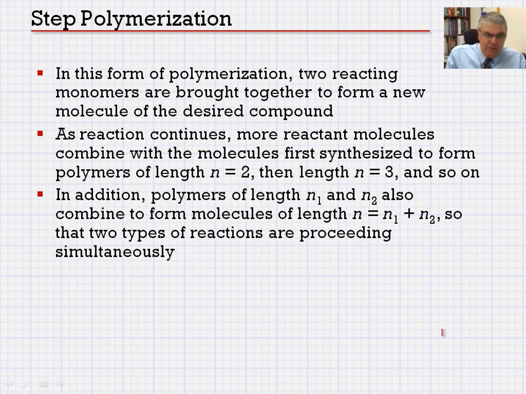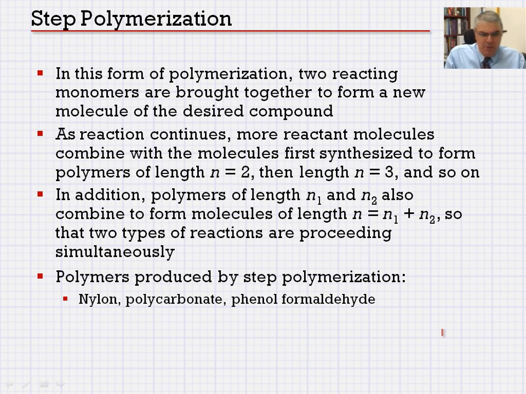In this process, the polymers of length N1 and N2 can also be combined to form a molecule whose length would be N1 plus N2. So the two types of reactions are proceeding simultaneously at the same time. Examples of polymers that are produced using step polymerization are nylon, polycarbonate, and so on.